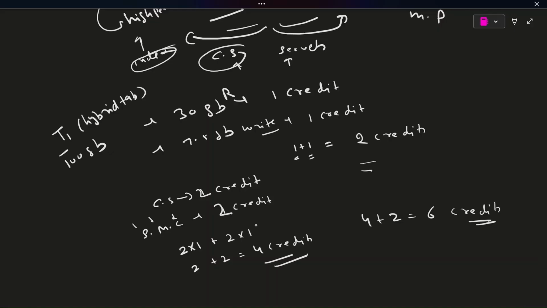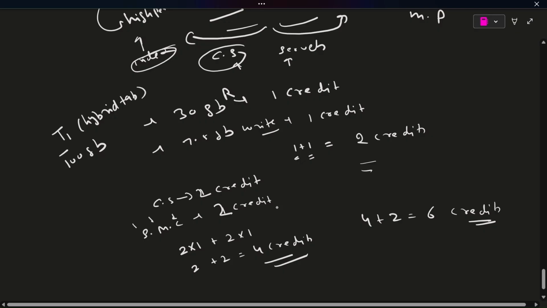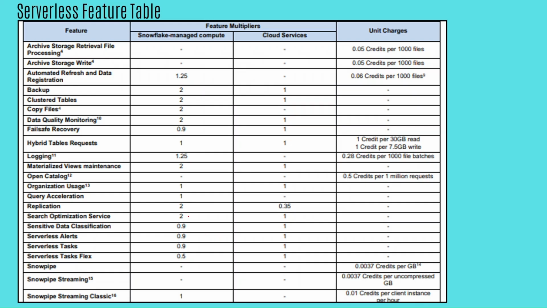Got it? This is how basically these features work. So basically these feature multipliers are the multipliers which you need to consider. So now let's say for this replication, the multiplier is 2. Or let's take this replication as an example. Let's say it's replication 2, and for cloud service it is 0.35. So if it was 2 here, for replication it's 2 here.